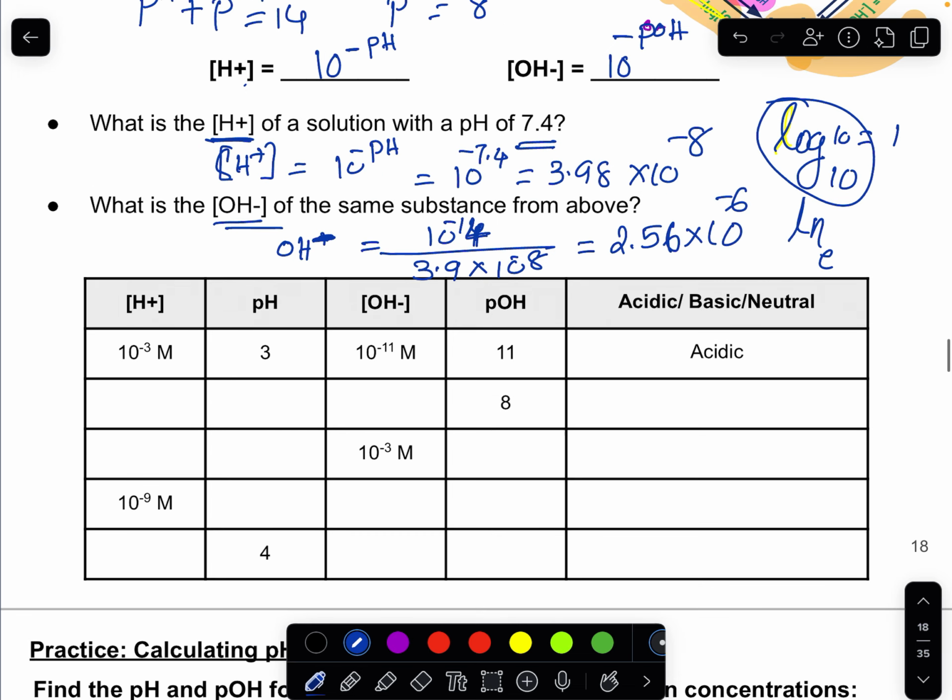Okay, now you have to complete this table. Here pOH is given, right? Then pH will be 14 minus that, which will be 6. Since pH is 6, the solution is an acid. Now OH minus, we know that it is 10 to the power of negative pOH. That means it is 10 to the power of negative 8 and 10 to the power of negative 6. You understand how to do it?